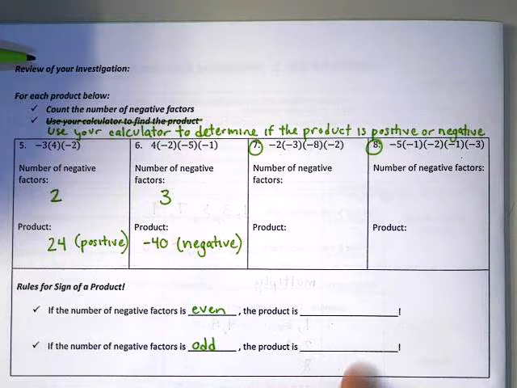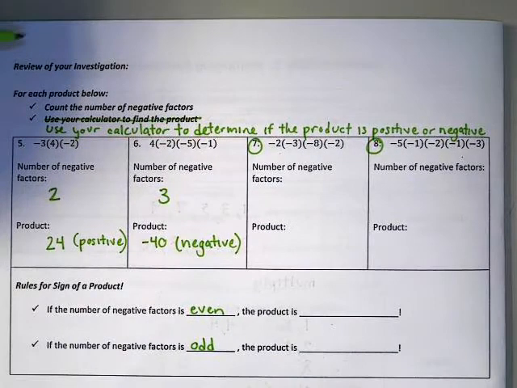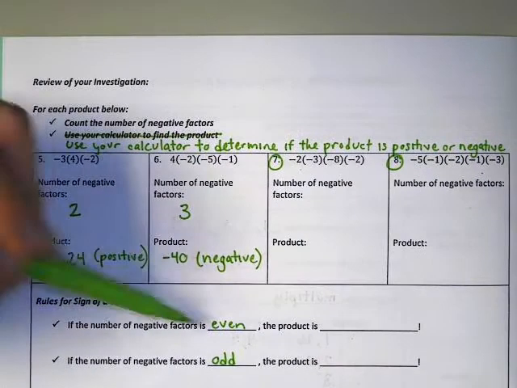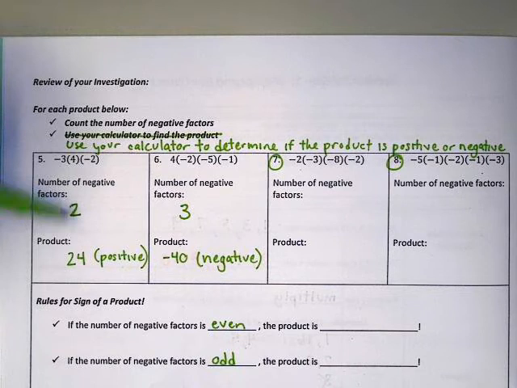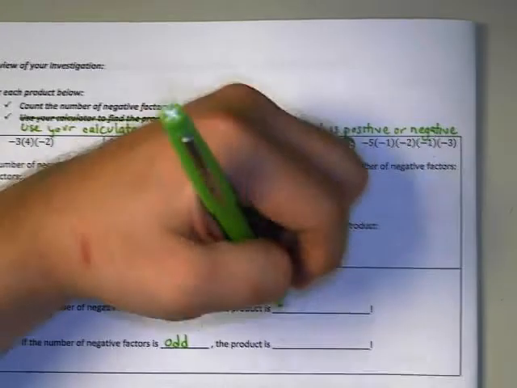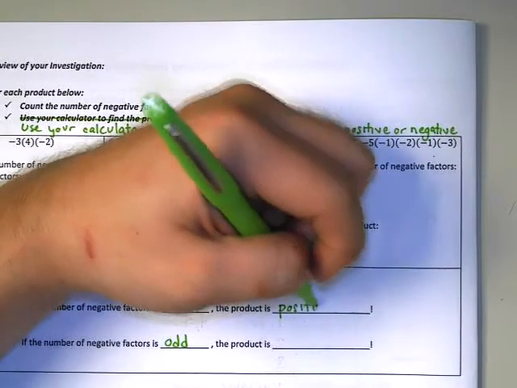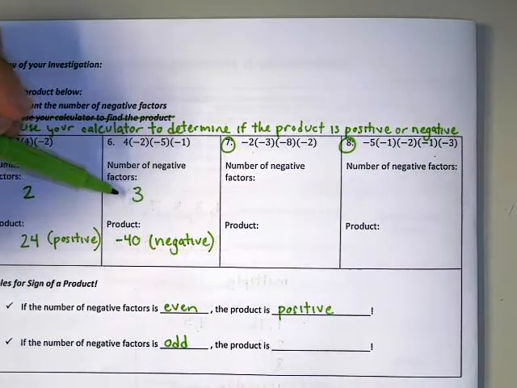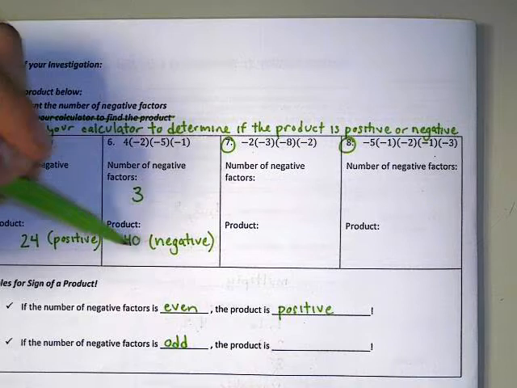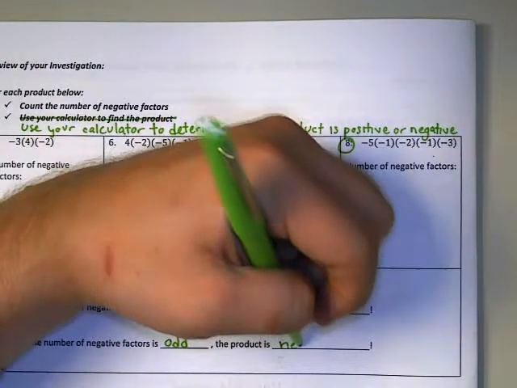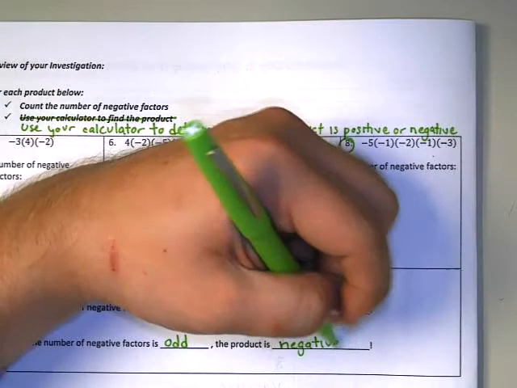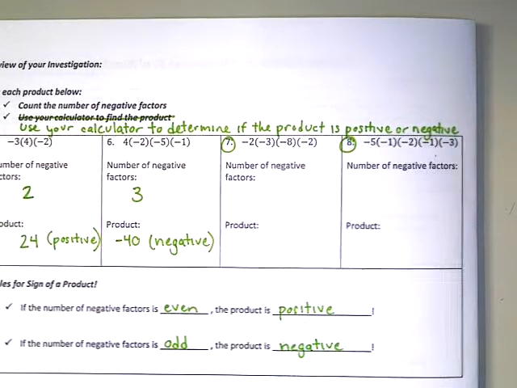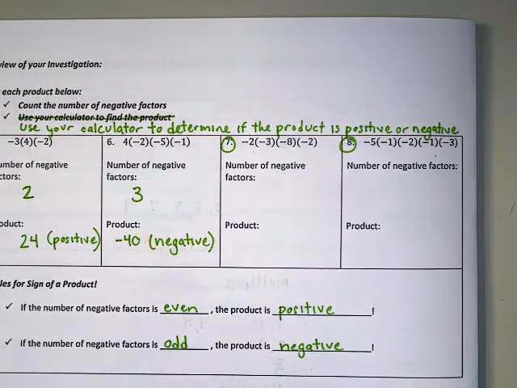All right? So, let's take a look. If the number of negative factors is even, well, then our product was positive. And if the number of negatives is odd, such as this one, 3 is odd, well, then our product was negative. All right, so that is a good introduction to the rules that have to do with even and odd negative factors.